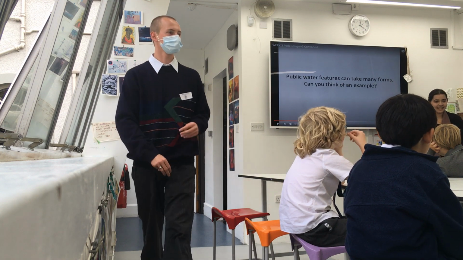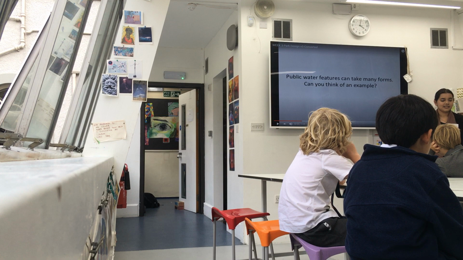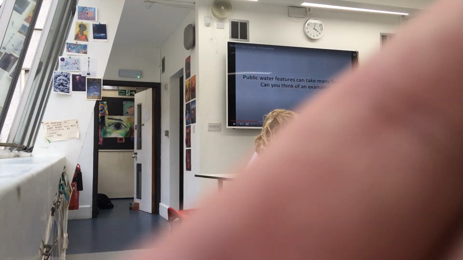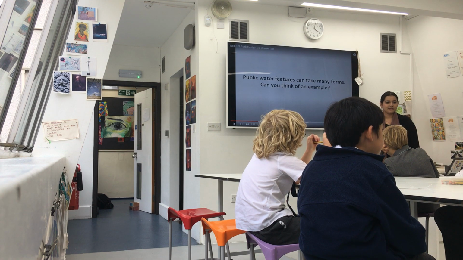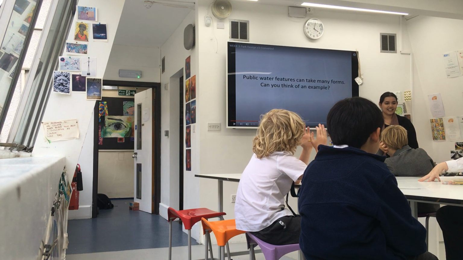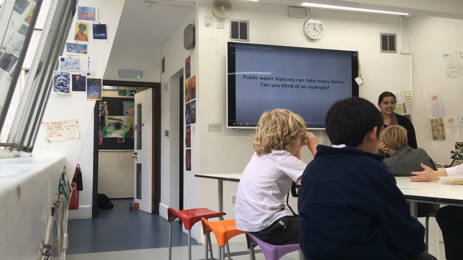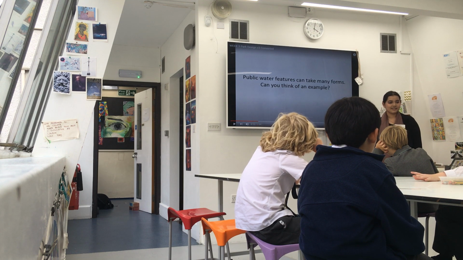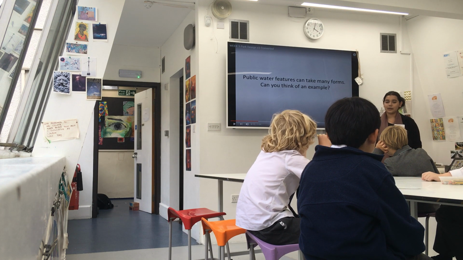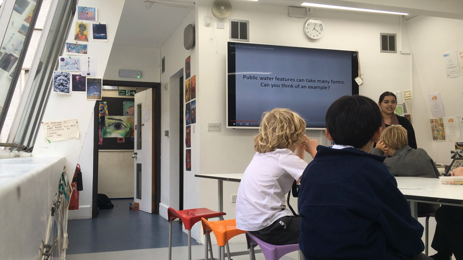There's one which is actually at the end of the road I live on. Okay, how does it look? Well, it's basically a flat, stony area, and then at the beginning there's like this bit, and then sometimes, which I don't think it always happens, water shoots out. Wow, so today we're going to be designing our own one.